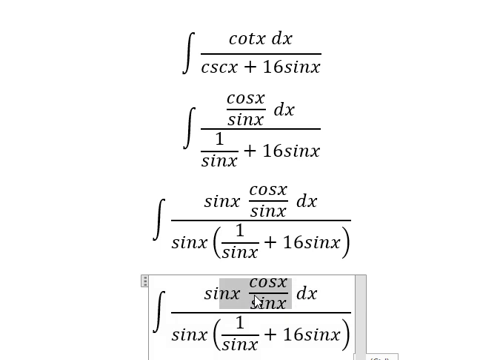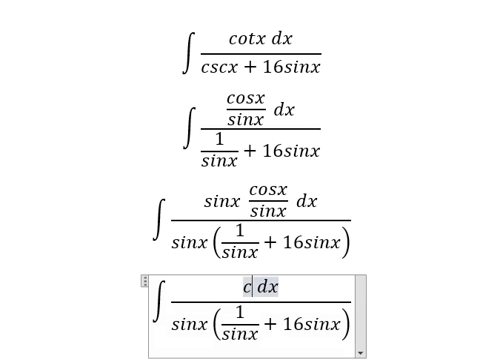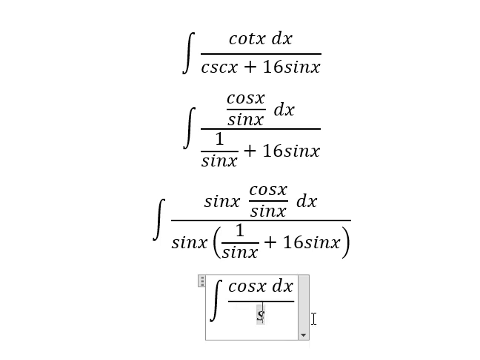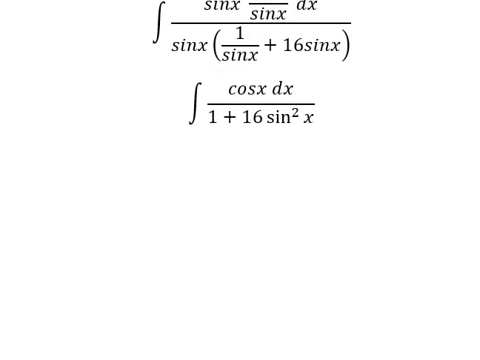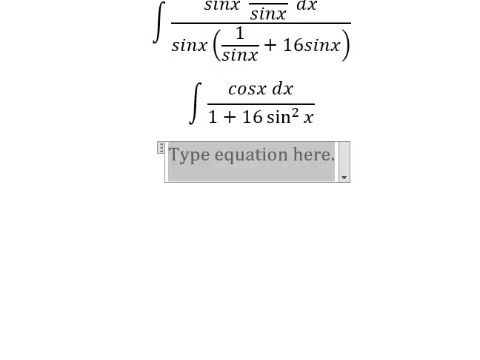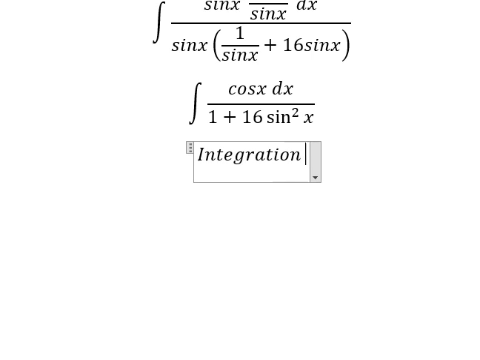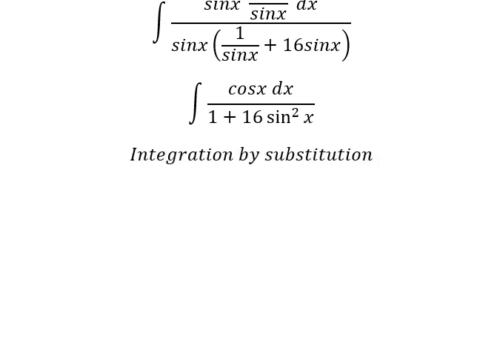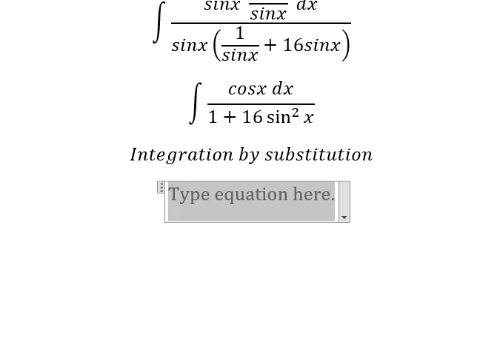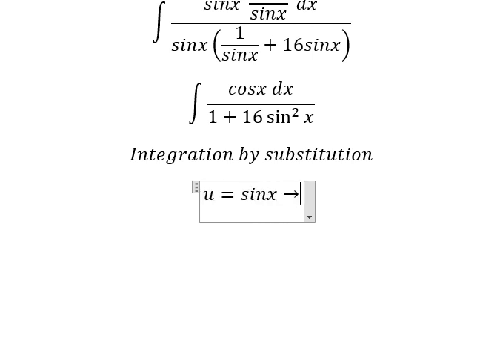This one we have cosine x. Sine x multiplied by this one and this one. So we have number 1 plus 16 sine x squared. Next, we can use about integration by substitution. So I will put about u equal to sine x.